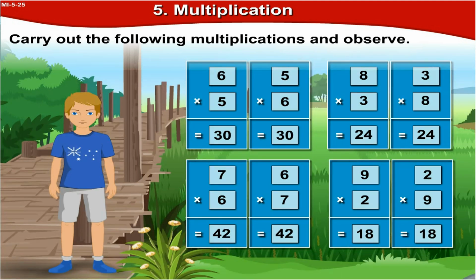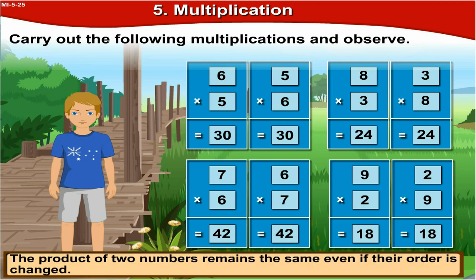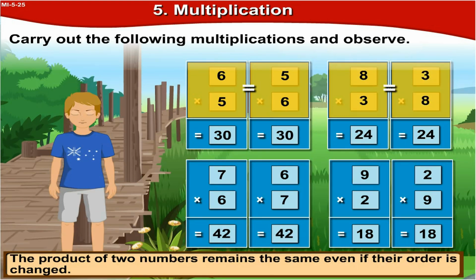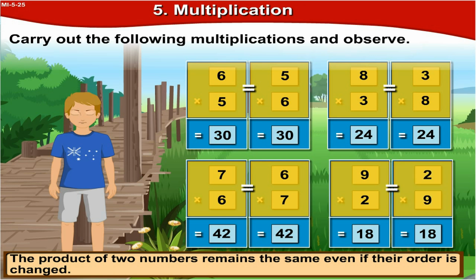So what did you observe? Well, the product of two numbers remains the same even if their order is changed. For example, 6 multiplied by 5 is equal to 5 multiplied by 6. 8 multiplied by 3 is equal to 3 multiplied by 8. 7 multiplied by 6 is equal to 6 multiplied by 7, and like that, 9 multiplied by 2 is equal to 2 multiplied by 9.